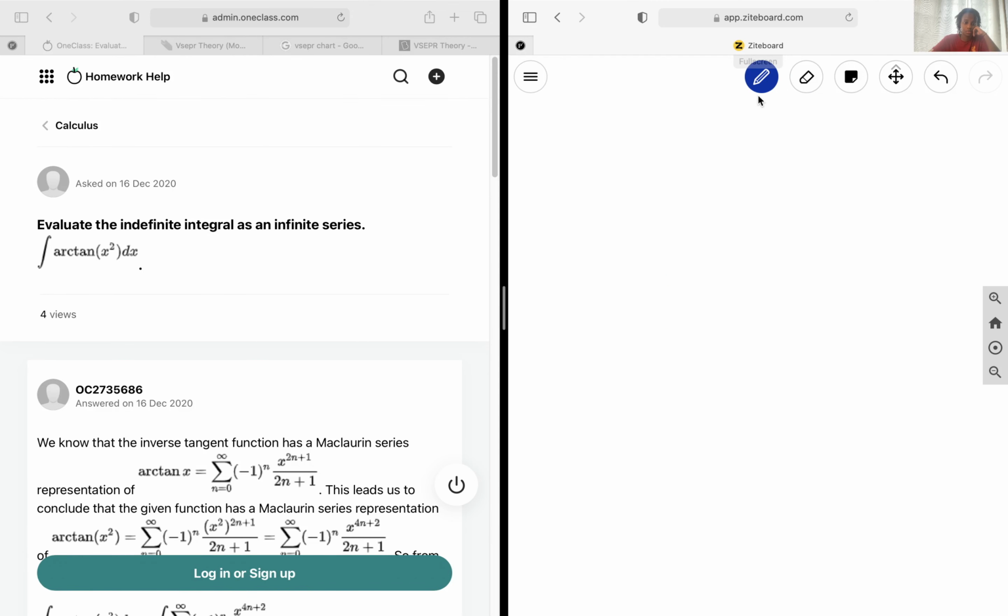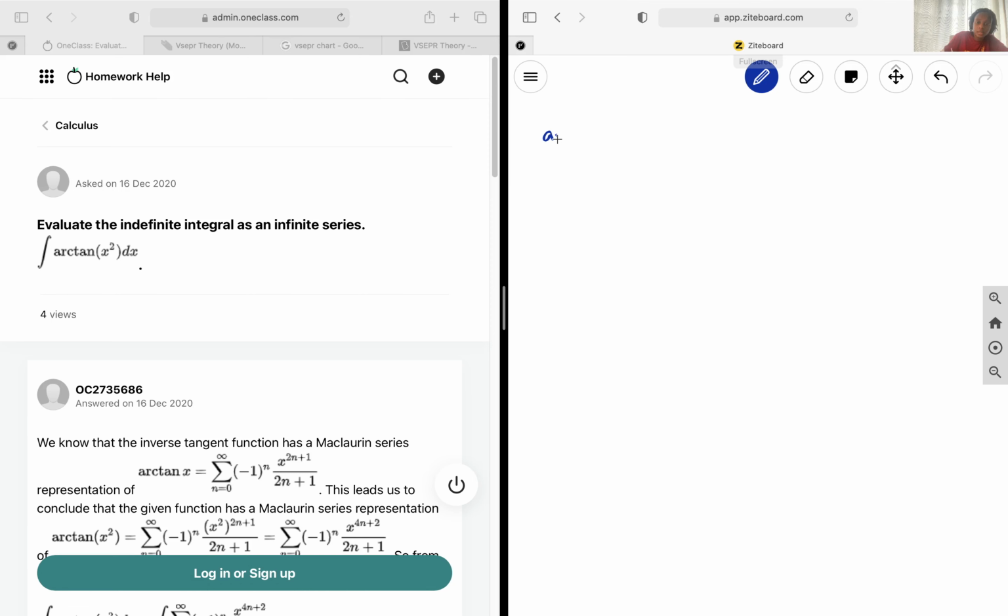Okay, so next up we want to evaluate the indefinite integral as an infinite series. And so we know that arctan, so in order to do this, first we need to figure out the infinite series for arctan. And then you put in x squared in the position of x to figure out the infinite series of arctan x squared, and then we're going to take the integral of all of that.